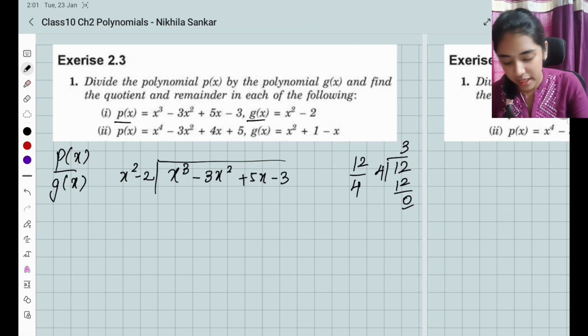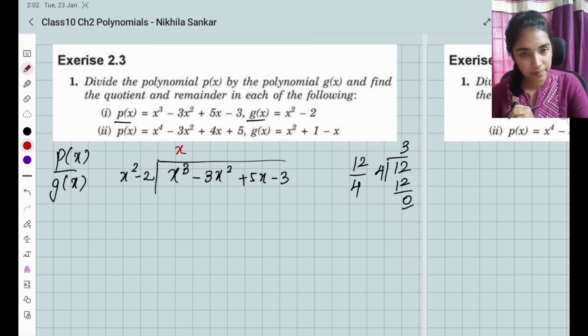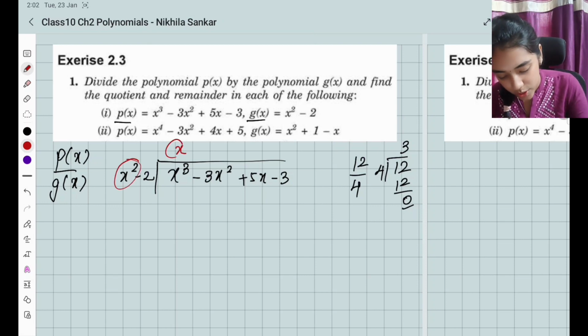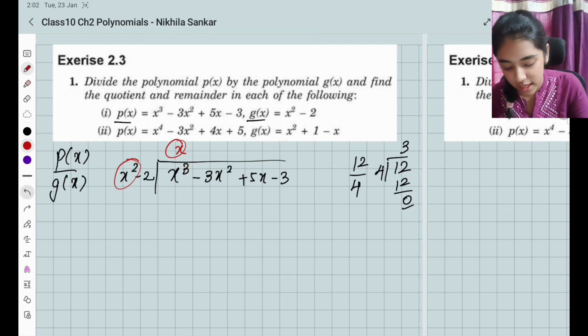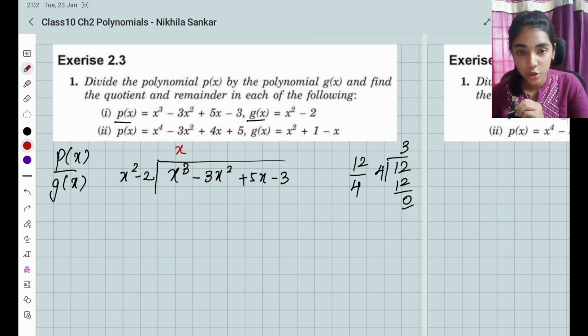Okay, so in these cases, first of all, you have x cube here and you have x square here. So to make the first term 0, what are we going to do? I'm going to multiply by x. Now x square into x is going to be x cube, which is the first term. So this is our logic.